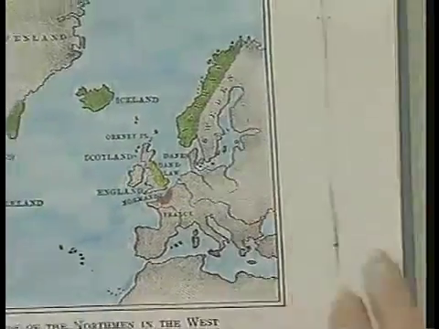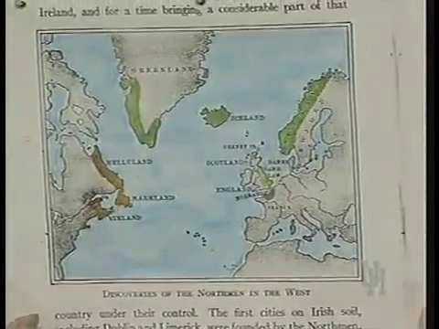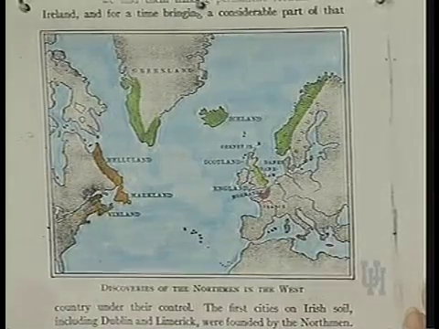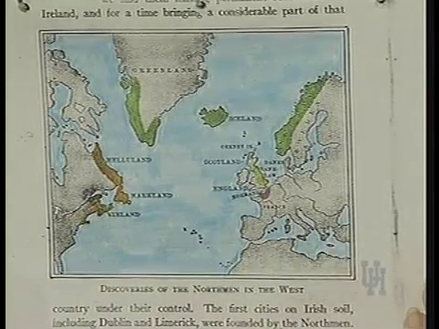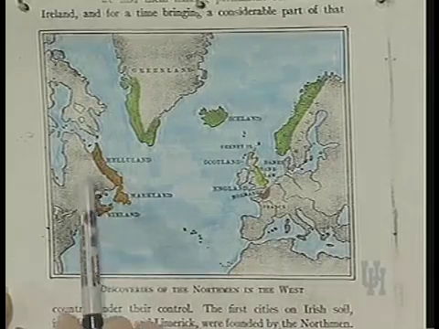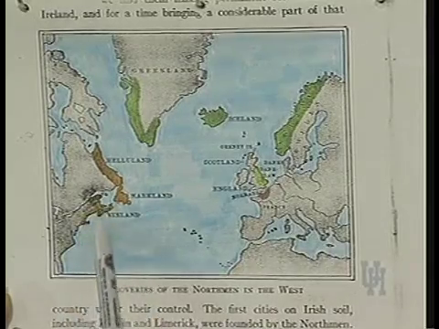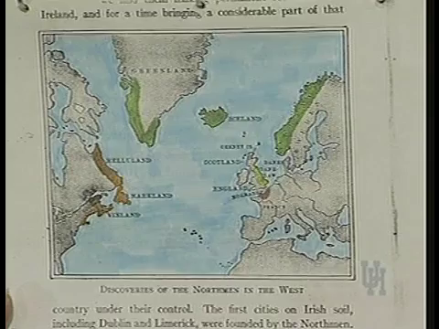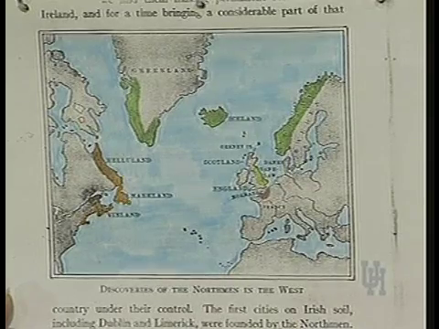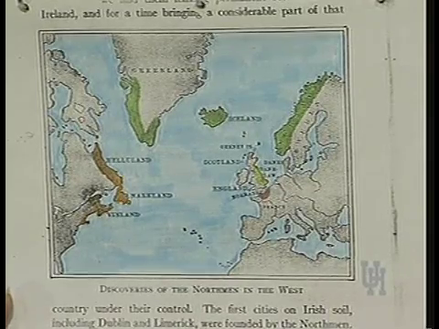And here we see again the discoveries of the Norsemen, the areas that they colonized. And this map is a little better because it shows you the areas of the New World that are actually named in the Vinland sagas as to where they settled. Leif Erikson was the one who settled in the New World.